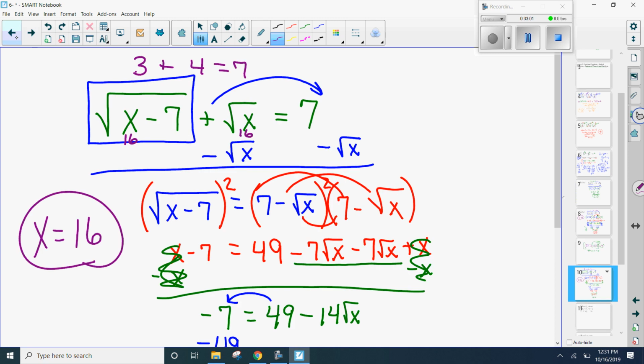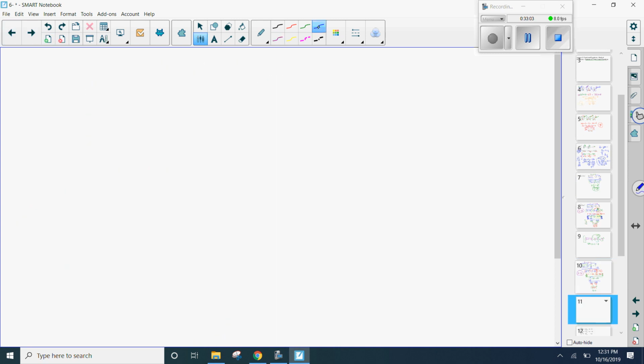One more. Your problem is going to be the square root of, let me change it, y. How about a y? The square root of y minus 27 plus the square root of y equals 9.